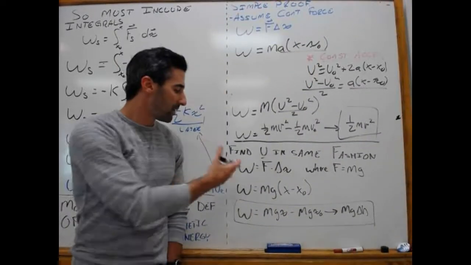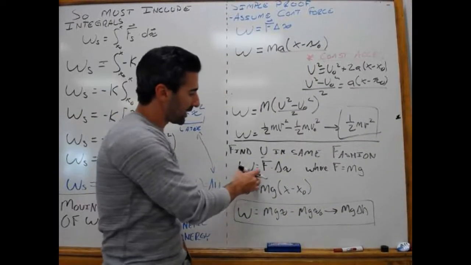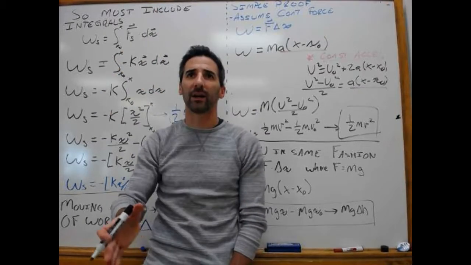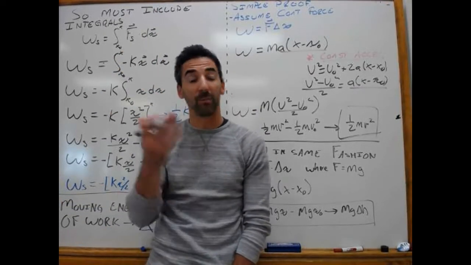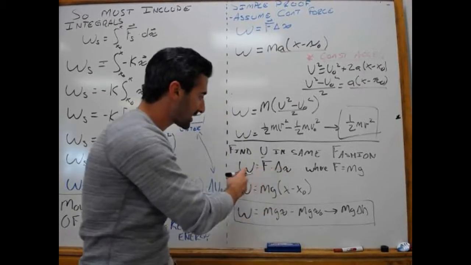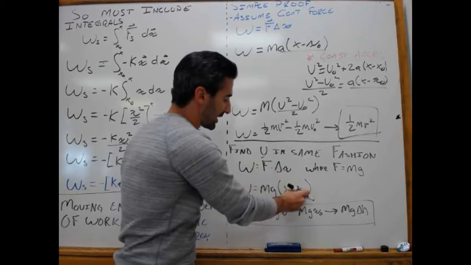Now, this one's a little bit easier. I have work equals force times the distance. Now, I should really use a y because potential energy is in the y direction. Here, I'm just trying to be consistent. We've been using x all day. So here I have work is equal to F times my change in x. And my change in x is just x minus x naught.